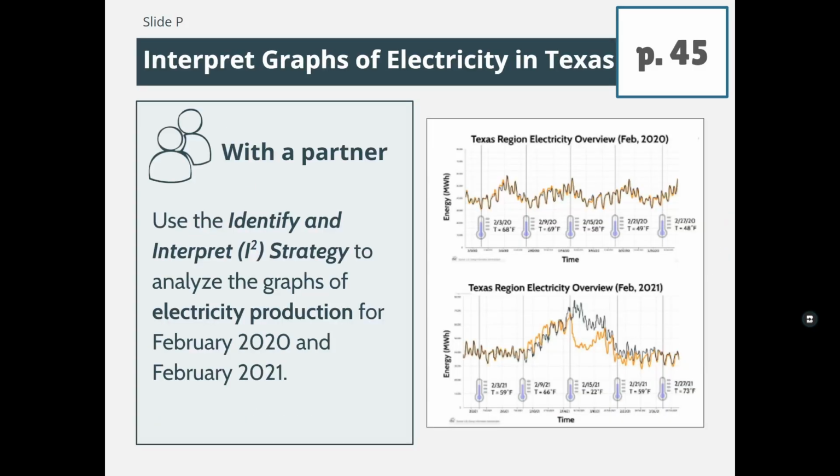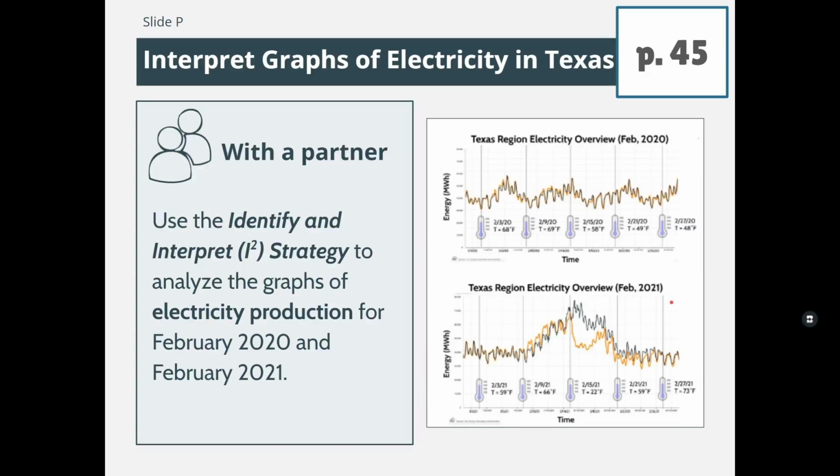Alright, so now we are going to look at that same Texas regional electricity overview graph, except this time we are putting the electricity demand forecast overlaid with the electricity production. So with the partner, once again, use the identify and interpret strategy to analyze the graphs of electricity production for 2020 and 2021. Notice and let us know anything that might stick out to you.